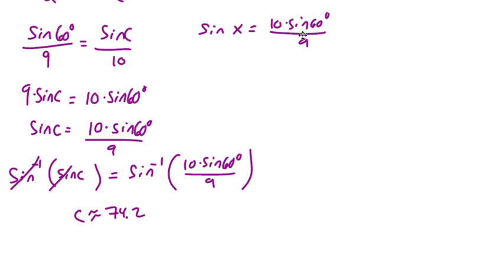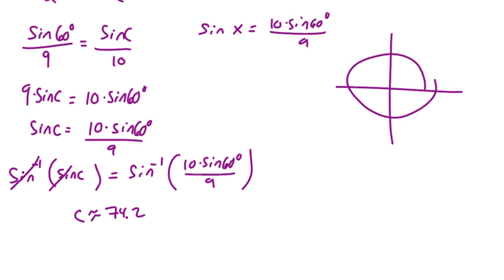So what I need you to think about right now is this. If we're on the coordinate plane and we have our unit circle, in quadrant 1 and quadrant 2 the sine value is positive. And here the sine is positive, right? It's positive in the first quadrant and it's positive in the second quadrant.